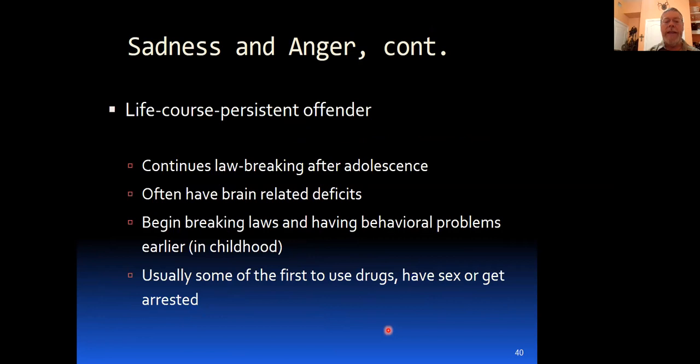So we see two basic types of patterns of law-breaking behavior in adolescence. We have the life course persistent offender. This person engages in law-breaking behavior as an adolescent and continues to do so into adulthood. These individuals are more likely to have brain-related deficits than the other pattern that I'm going to show you. That said, there may also be psychological and social factors as well. These individuals often have begun to break the law and have behavioral problems in childhood already. And they often are the first in their class to use drugs, have sex, or get arrested.